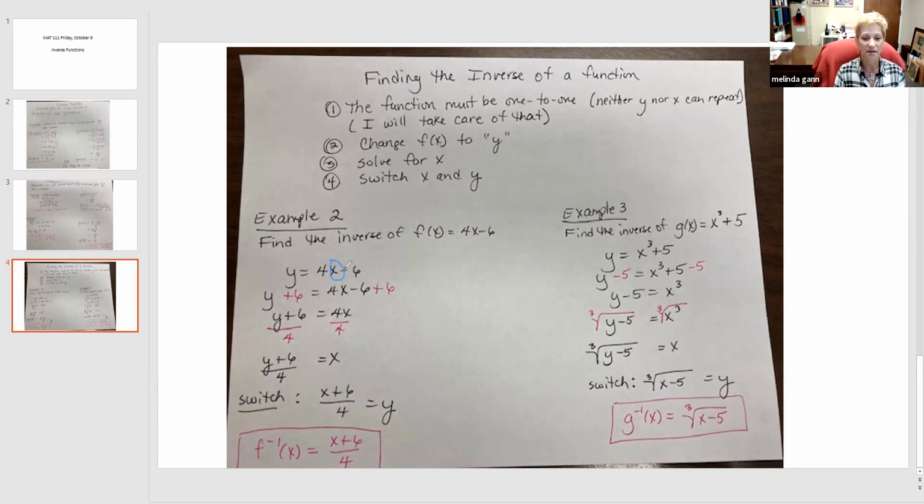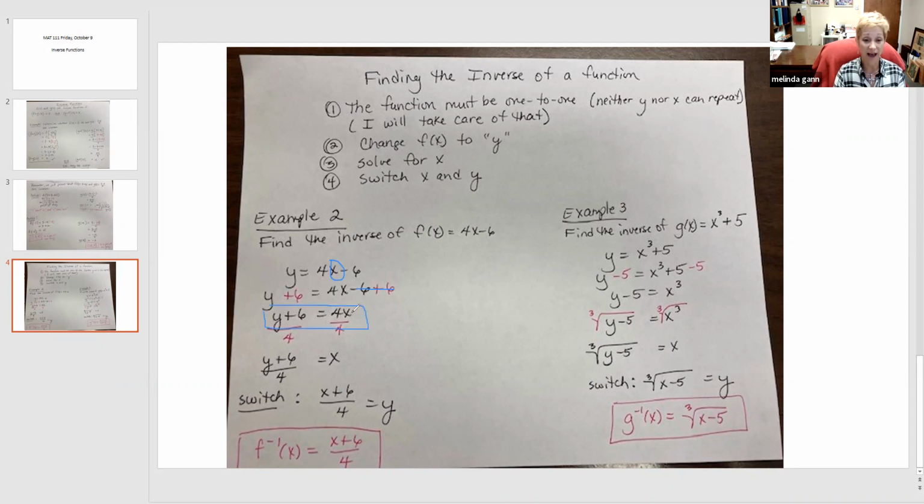So I've got to get rid of this -6. Well, how do I get rid of -6? So I added 6 to both sides. So -6 plus 6 went out over here and just left me 4x. And I had y plus 6 over here.